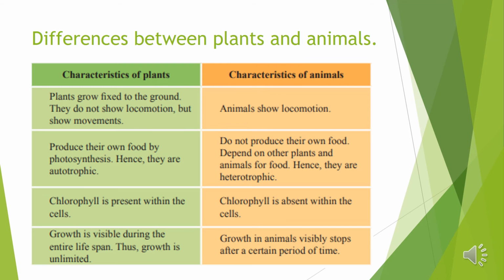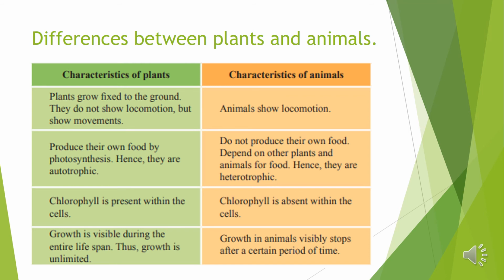Okay, so plants grow fixed to the ground, and they do not show locomotion, but they show movements. I explained this to you before as well. Animals have the ability to move from one place to another, which is what locomotion means. So animals show locomotion, whereas plants do not. Plants grow at the place where they are fixed.